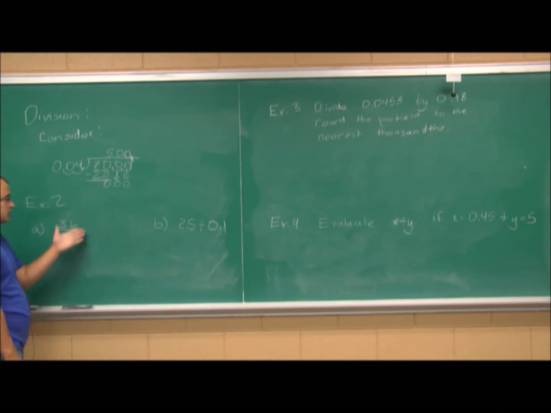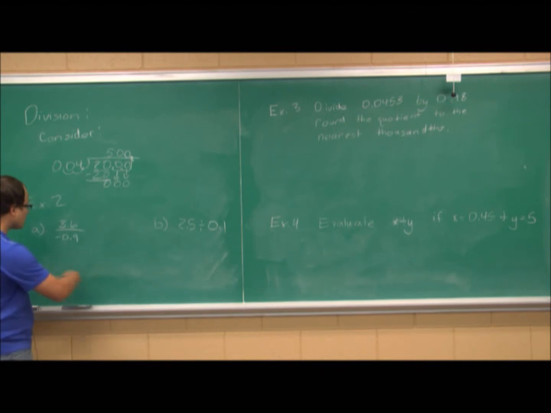Now example 2, divide. 3.6 divided by negative 0.9. So I'm going to write this under the bracket. So we have 3.6 divided by negative 0.9.